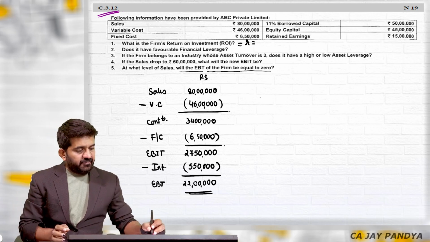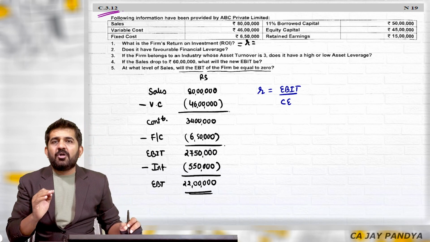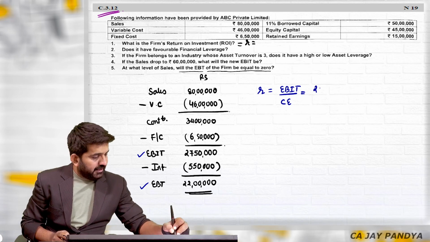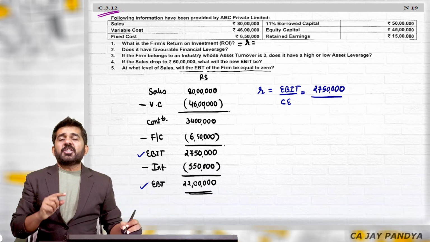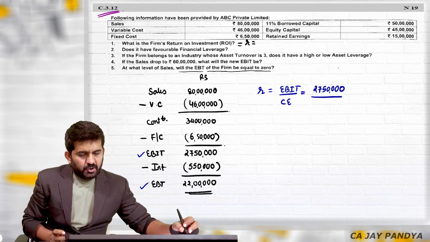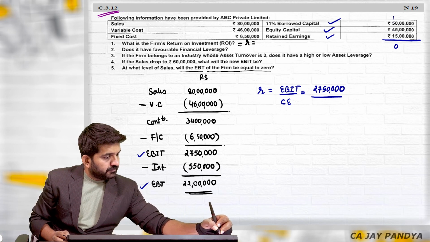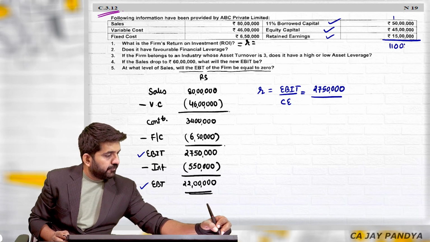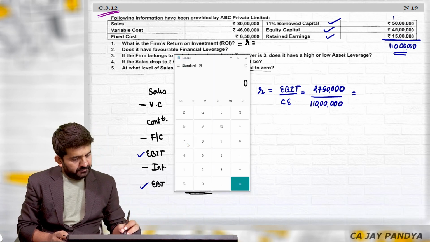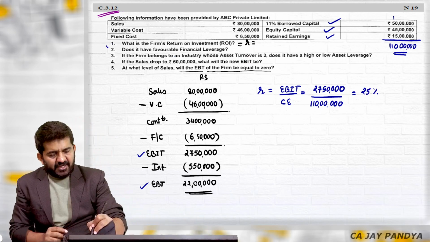What is the firm's return on investment? R is equal to EBIT upon capital employed. R always considers operating profit and not total profit. It will consider this profit. What is EBIT? 27,50,000. What is total capital employed? Equity, reserves, preference, debentures, long-term loan, those all are capital. Total capital is borrowed capital, equity capital, retained earnings. So total is 110 lakhs. Multiplied by 100 will be my R. 27.5 lakhs divided by 110 lakhs, which is 25%. I have answered my first question.